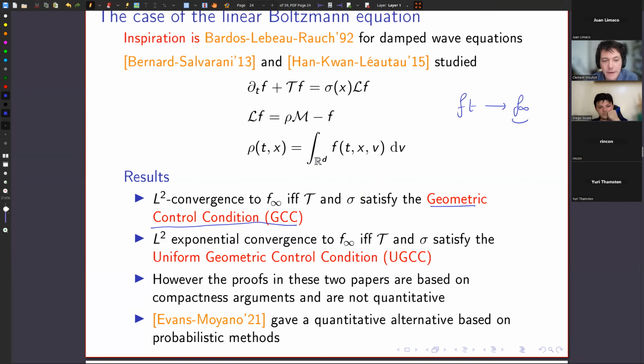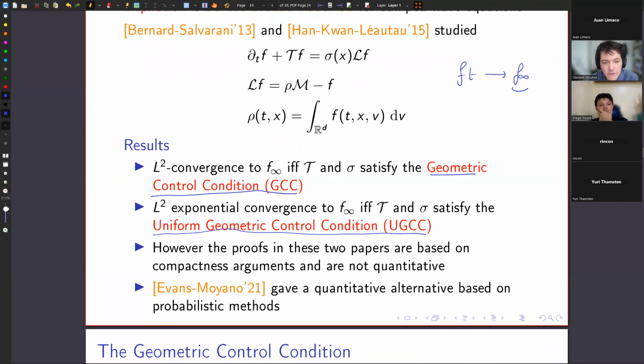But if you have a uniform geometric control condition, you'll see in a second what these two concepts mean, then you have an exponential convergence. However, one of our first motivations for our work was that we proved more than just answering this question in the end, but that was one of the first motivations.